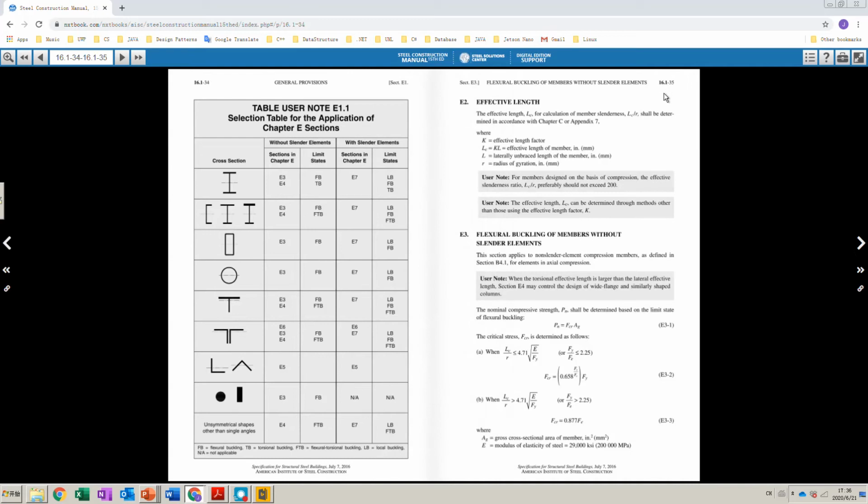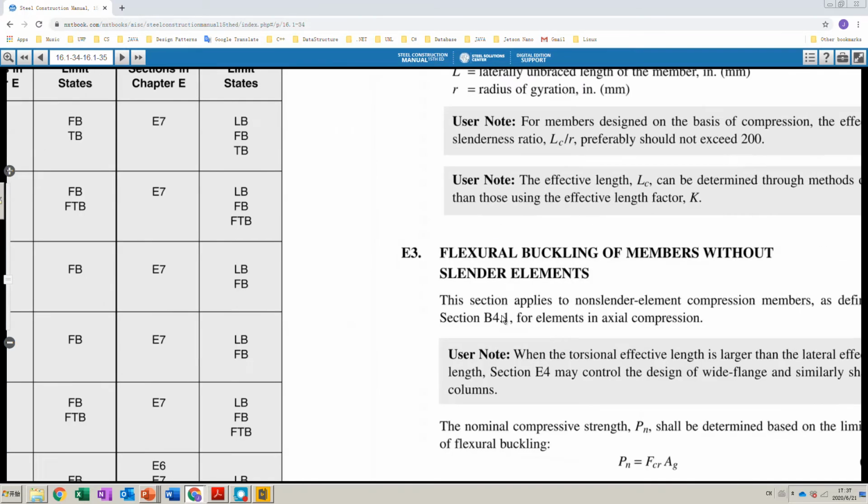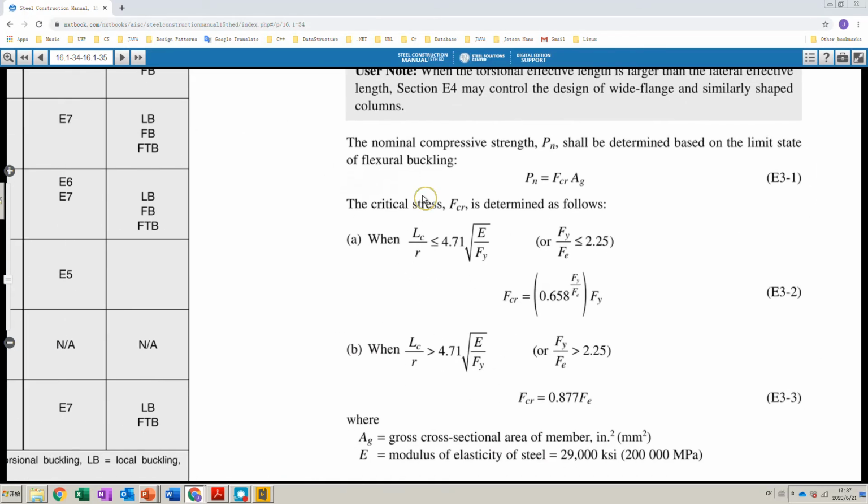And page 16.1-35 gives you the definition of effective length K. You should be able to understand that from Canvas. And section E3 gives you all the equations. So let's zoom in. On page 10 from your hard copy, the basic equation is Pn equals Fcr times Ag.